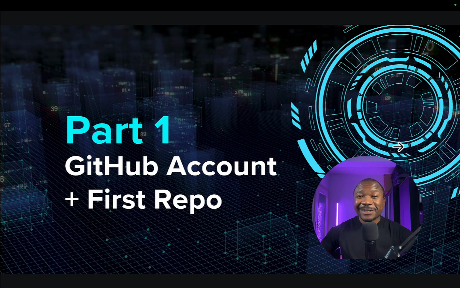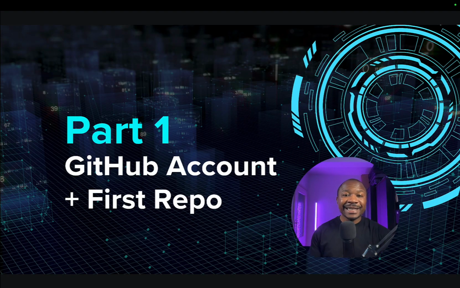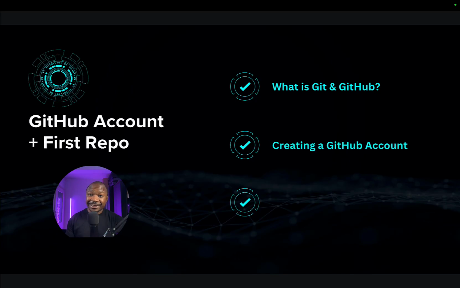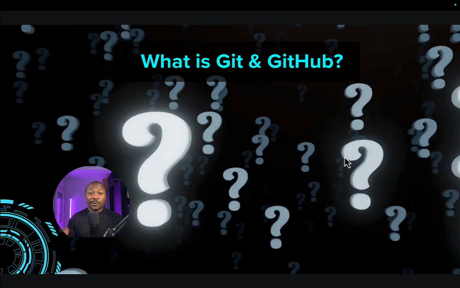In the first part of this tutorial, we're going to be looking at 3 things. First of all, we're going to see what Git and GitHub are. Secondly, we're going to then create a GitHub account. And finally, we're going to create our first repository. Are you ready? So what is Git and GitHub?